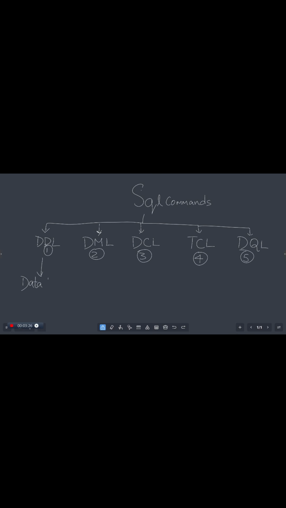SQL commands are divided into five categories: DDL, DML, DCL, DQL, and TCL. So we have DDL. DDL means data definition language.